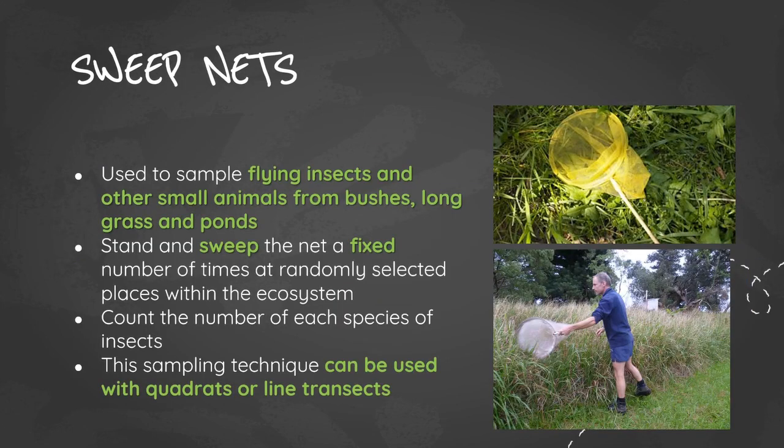The next sampling method we're going to look at is sweep nets. These nets are simply used to sample flying insects and other small animals from bushes, long grass, and ponds. Basically, the researcher stands and sweeps the net a fixed number of times at randomly selected places within the ecosystem. They count the number of each species of insect. This sampling method can be used with quadrats or line transects.